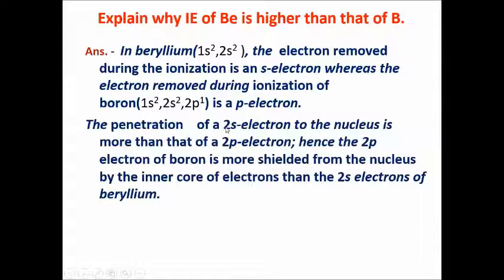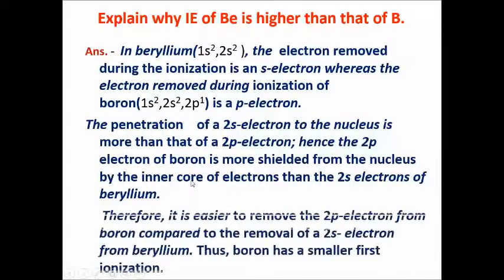The penetration of a 2s electron to the nucleus is more than that of a 2p electron. Hence, the 2p electron of boron is more shielded from the nucleus by the inner core of electrons than the 2s electron of beryllium. That's why it is easy to remove the 2p electron from boron compared to the removal of a 2s electron from beryllium. Therefore, boron will have a smaller first ionization enthalpy. That's why we say that beryllium has higher ionization enthalpy compared to boron.